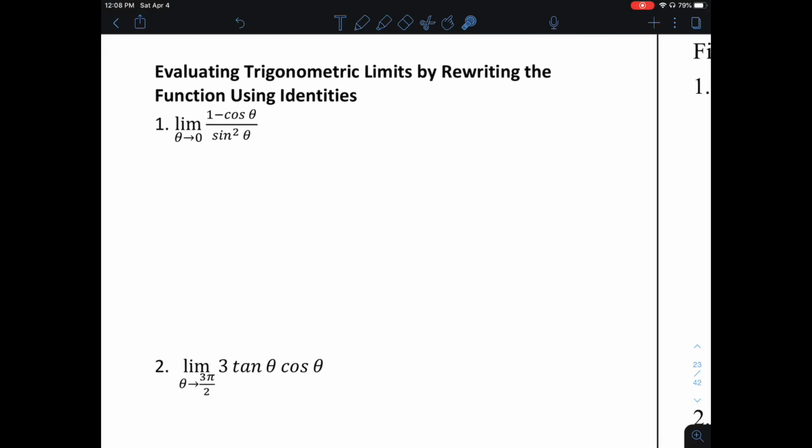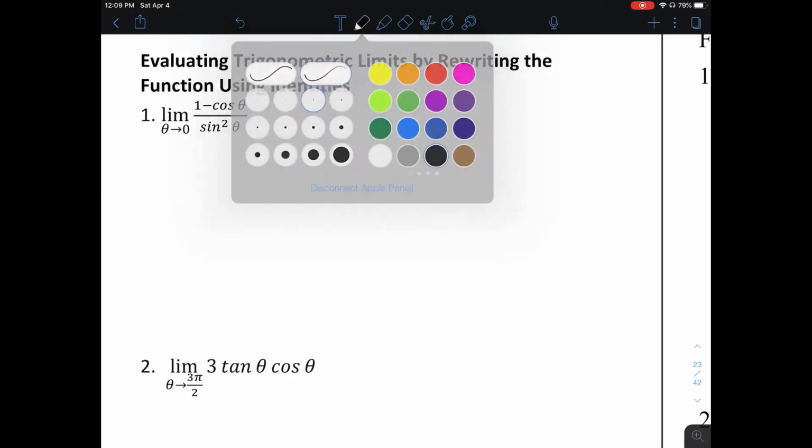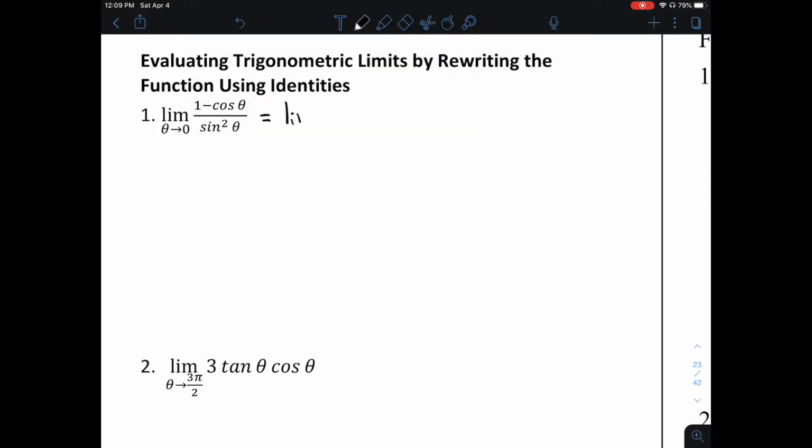Evaluating trig limits by rewriting the function using identities. So if we were to try to evaluate this right now, here's what would happen. If we try to use direct substitution, if you put 0 in here for theta, sine of 0, that's on the positive x-axis. That's y over r, that's 0 over 1, that's 0. That makes this undefined because we're dividing by 0. So we're going to have to manipulate this using trig identities that you learned without me because of the old COVID.